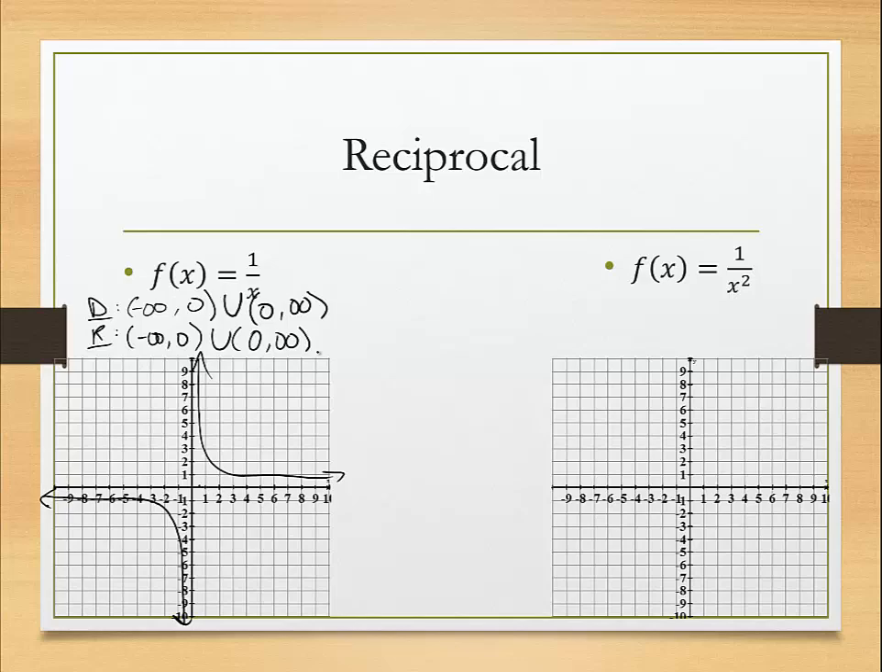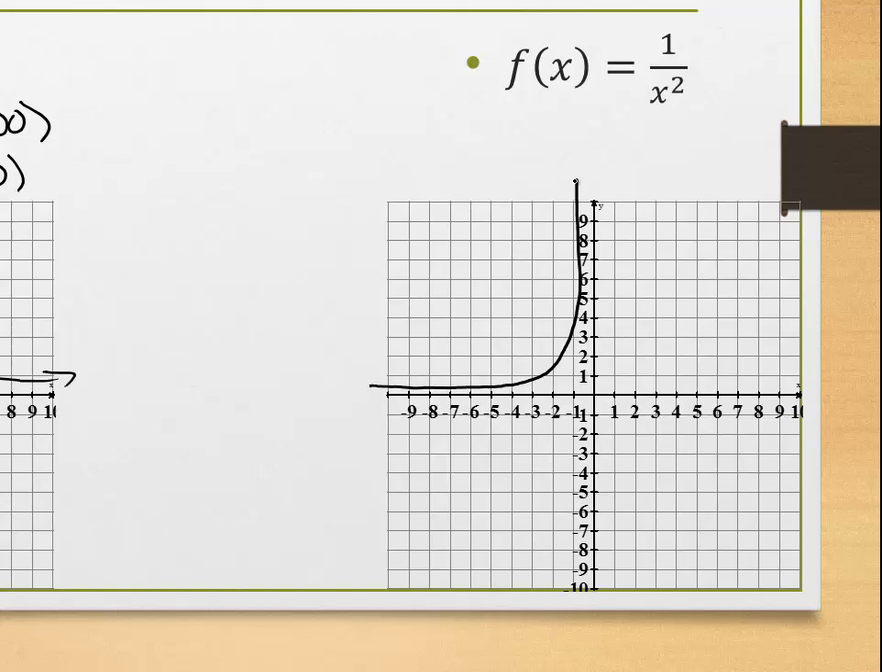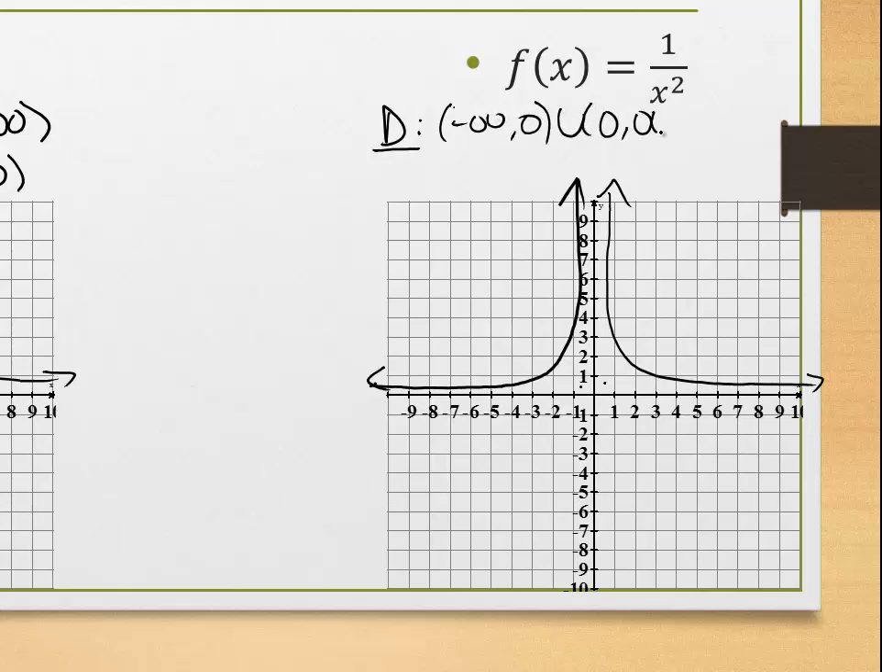Now for our other reciprocal with the x squared, it looks just like this. Okay, so domain is just like these ones right there. All right, it's going to go from arrow to asymptote, asymptote to arrow. So negative infinity to 0, union 0 to infinity.